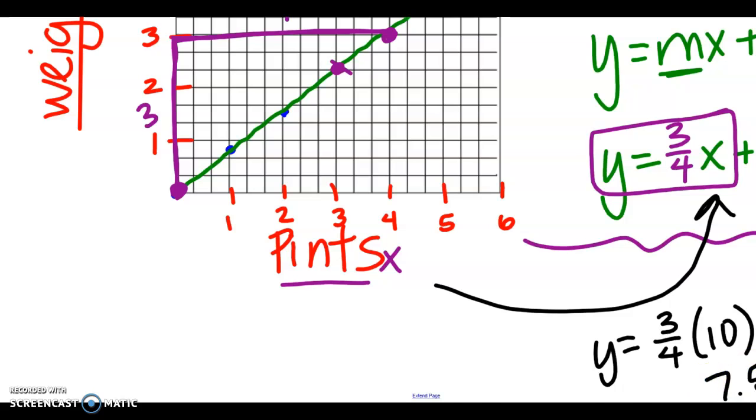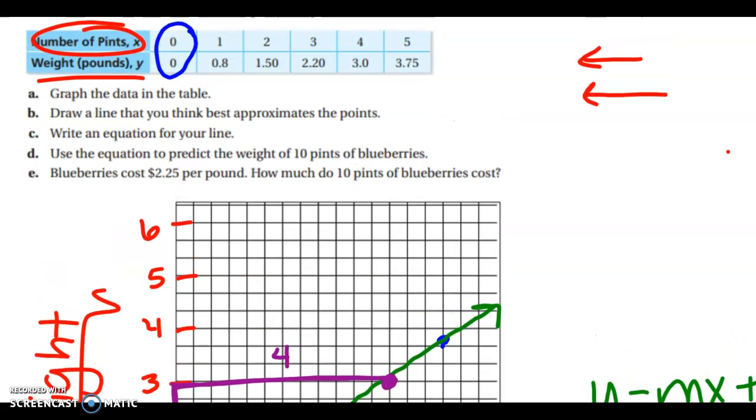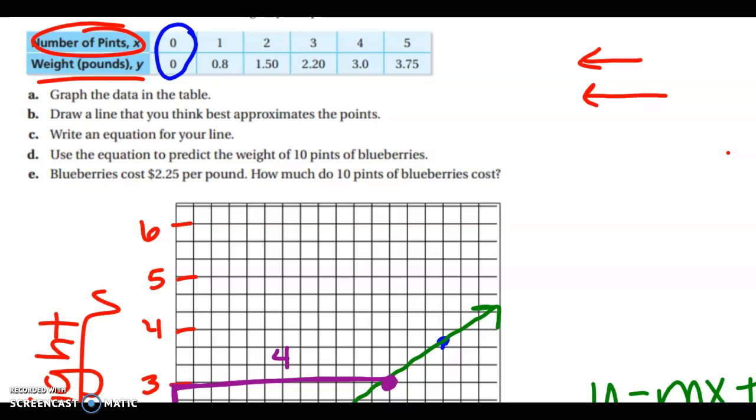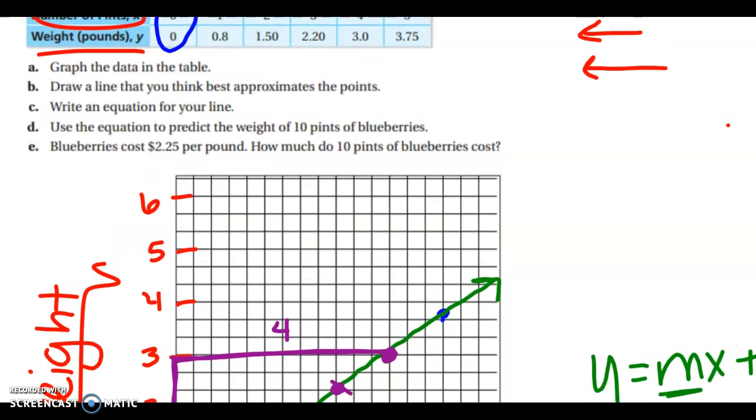What does 7.5 mean? What am I talking about? Well, I'm talking about cost. Oh, wait, hold on. To predict the weight of 10 pints. Yep, so this is actually going to be weight, so that's going to be pounds. So the weight of 10 pints is going to be 7.5 pounds. Okay, so that's going to be this guy.